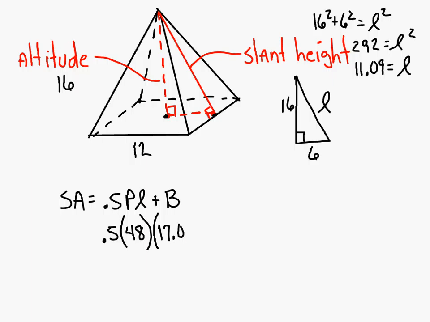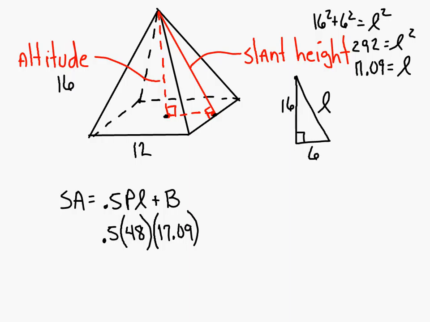Wait, where'd you get the 6 from? Half of the side. The distance from the bottom of the altitude to the bottom of a slant height will be half of the side that it's going in the direction of. Okay.